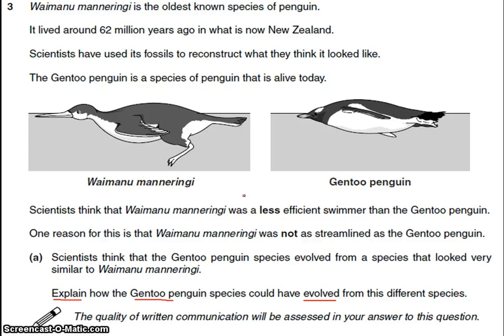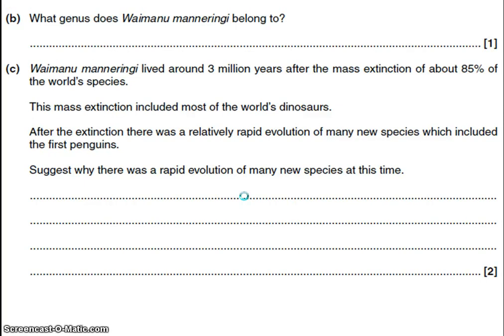The next question is on binomial naming, and the question is what is the genus of the Waimanu manaringi? And the genus is the first word in the binomial system, so it's the Waimanu. The second word is the species. So you don't need to know too much about the naming system, but that's one key thing you do need to know. That for the name of an animal, the genus is the first word and the species is the second.